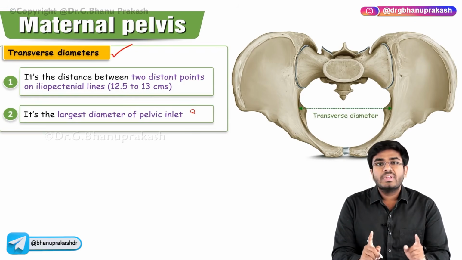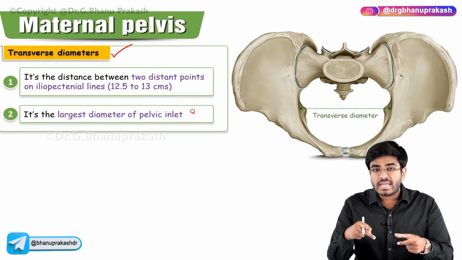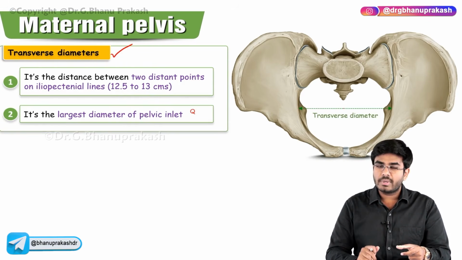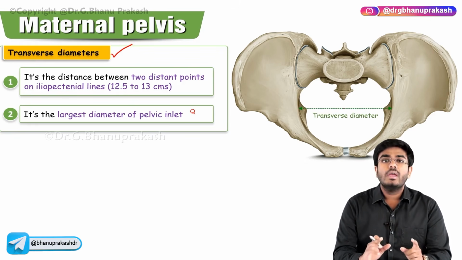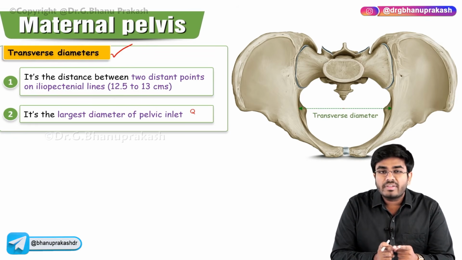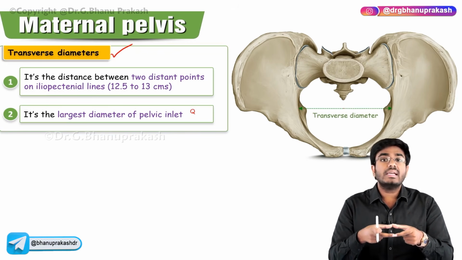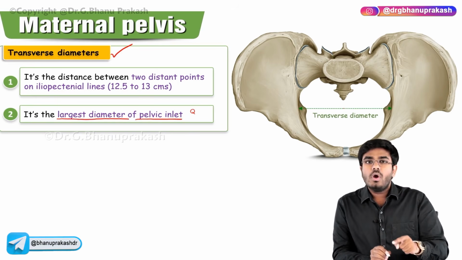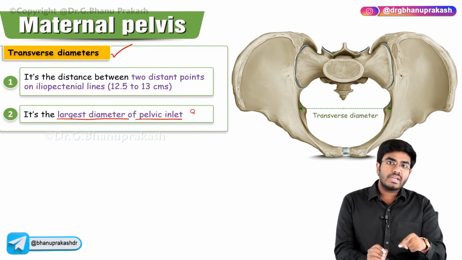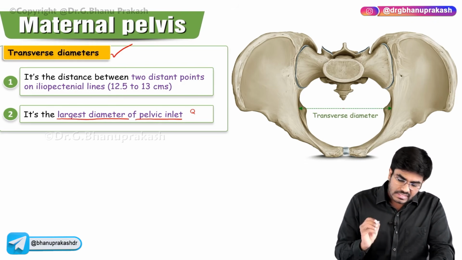I have already said, the pelvic inlet is transversely oval, which means the transverse diameters are greater than the antero-posterior diameters, and transverse diameters are the largest diameters of the pelvic inlet. Out of all the diameters of pelvic inlet, that is antero-posterior, transverse and oblique, the transverse diameters are the greatest. But if someone asks you what is the largest antero-posterior diameter, then it is diagonal conjugate. So what exactly are these transverse diameters?